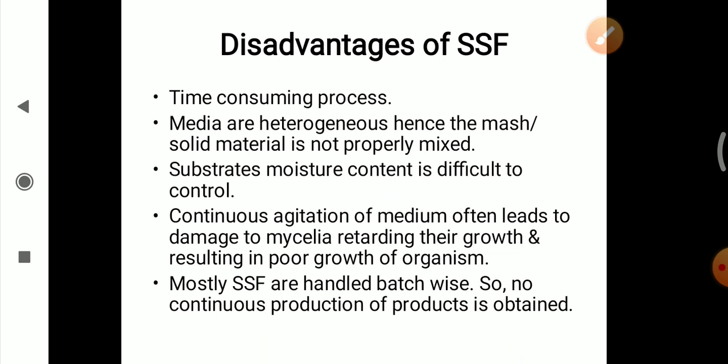Then we have seen the types of SSF fermenter. We have seen three types. First, the tray fermenter without any agitation. Trays are arranged one above the other, and they are perforated. From one side humidified air is inserted, and from the other side the humidified air goes out.